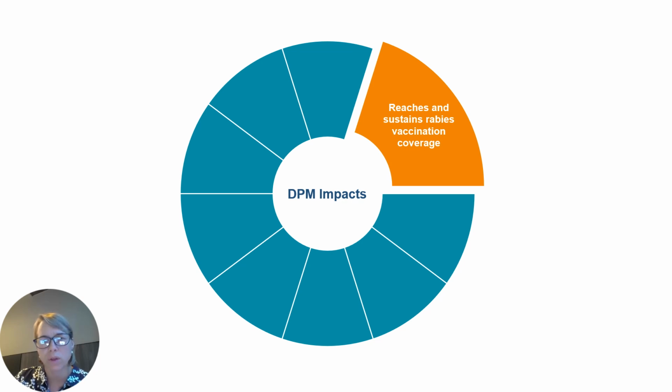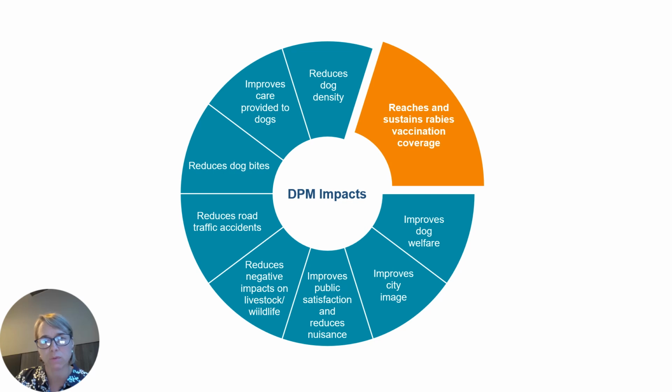What I've done so far is pull out those elements of DPM that are most relevant to use when we are working on rabies control. But I don't want to misrepresent DPM. It's not only for the purpose of rabies control. There is a significant overlap in terms of supporting vaccination coverage. But there are a suite of additional impacts achieved through effective and humane DPM. And this is a key point.